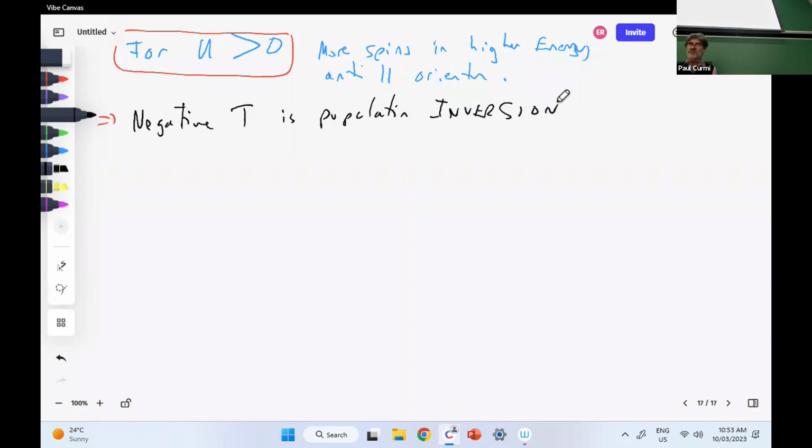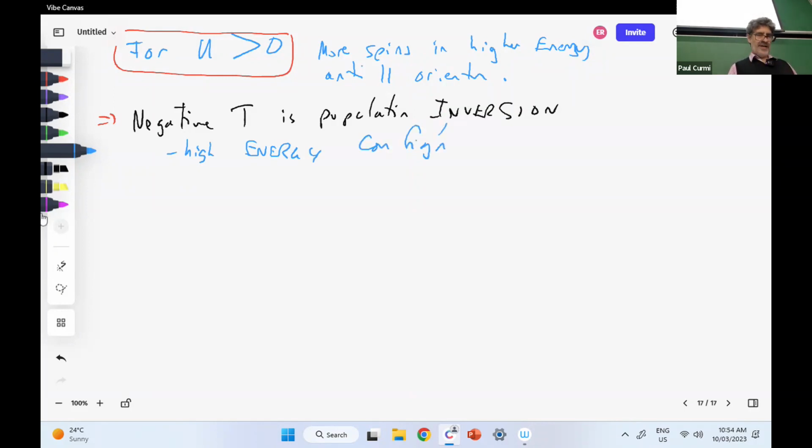Have you heard of this before? Population inversion. Nobody? Lasers, that's how they work. You create a population inversion. It's far from equilibrium. You flip things. So this is a high energy configuration.